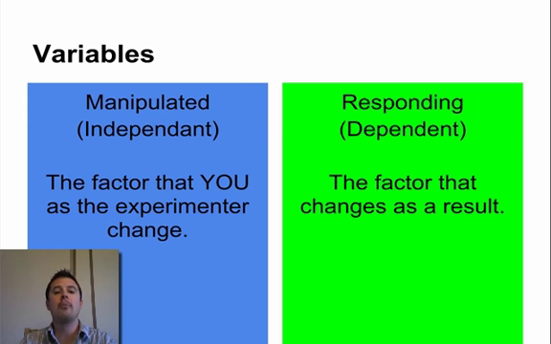So for example, if I do more homework, then I'm going to get higher grades. I control how much homework I do. The grades are a result of how much homework. So I myself doing the homework is the independent variable. The grades I receive would be the responding or the dependent variable, because the grades depend on the actions that I do.